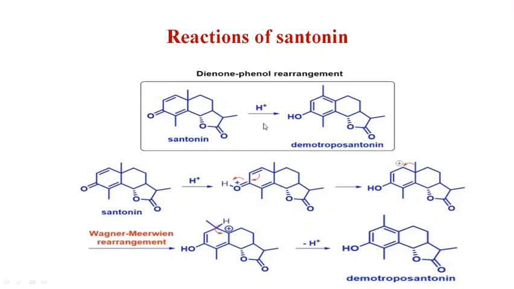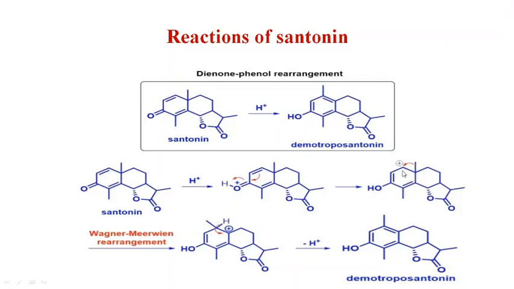Again, such type of rearrangement is also found in dienone phenol rearrangement. As you can see, santonin in the presence of acid undergoes rearrangement and forms desmotroposantonin. This desmotroposantonin has been formed by the same type of rearrangement as we have studied. As you can see, this is dienone. Santonin contains a dienone type. In the presence of acid, it undergoes protonation, as you can see, and then this rearrangement takes place, resulting in the formation of this carbocation.